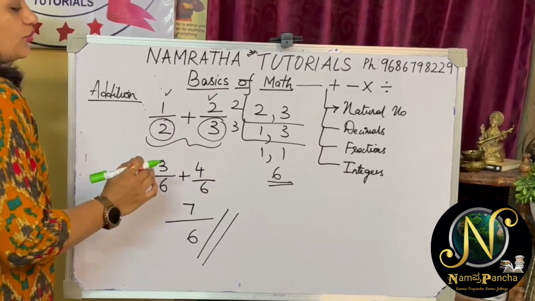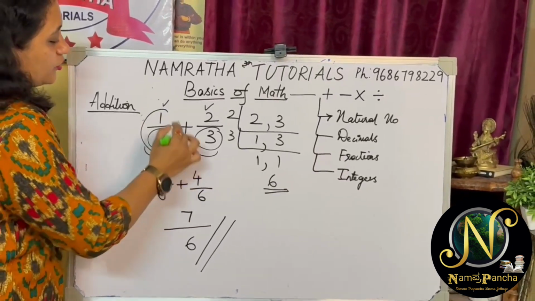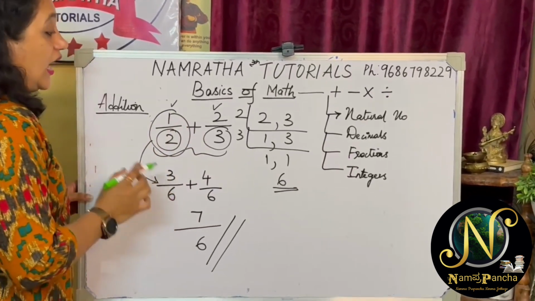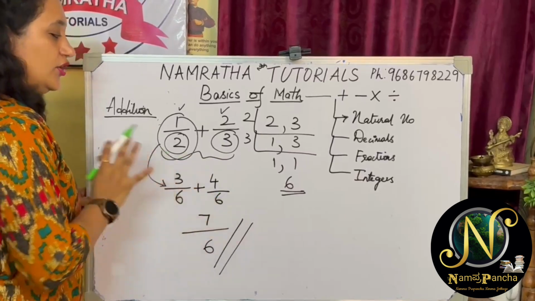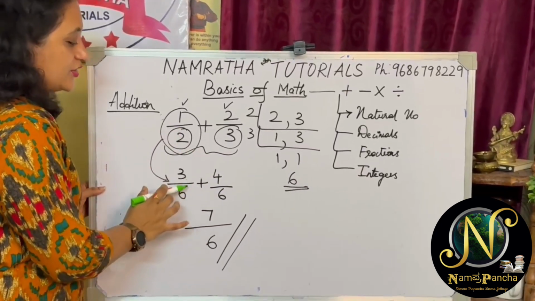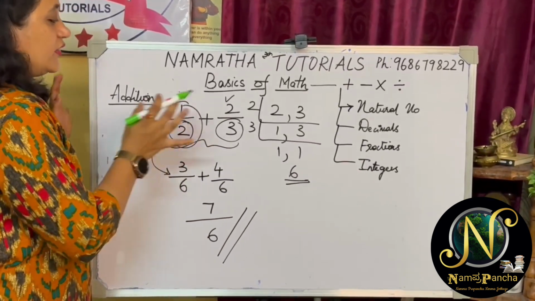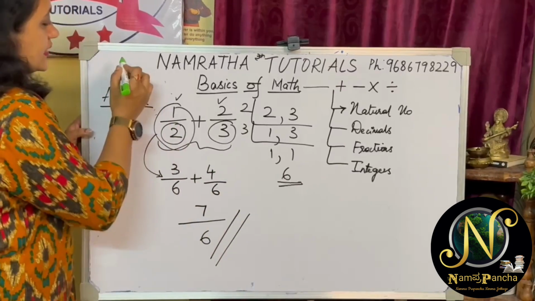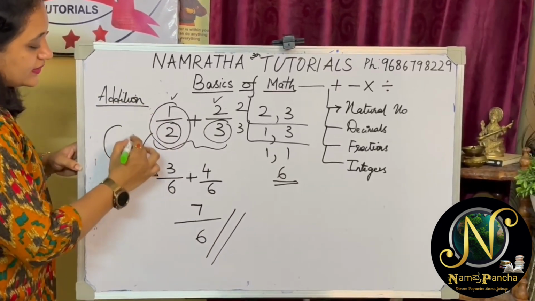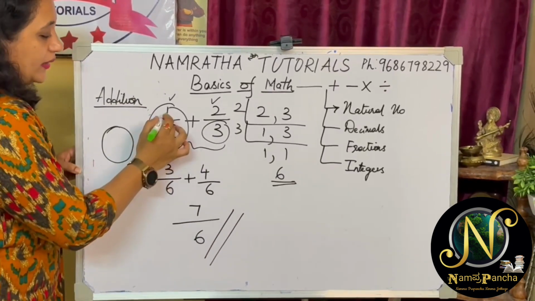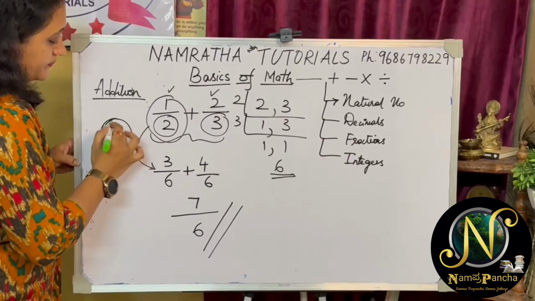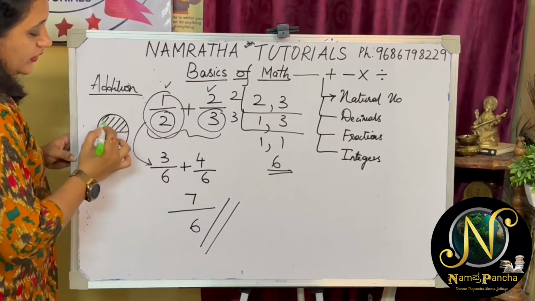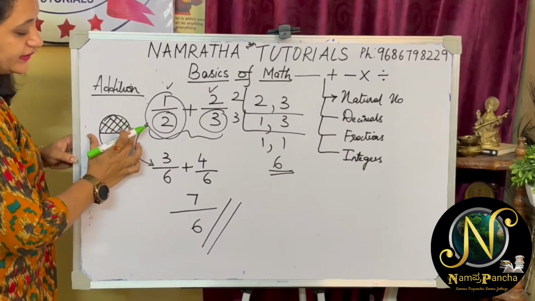And one more doubt you all may get. 1 by 2 we have written as 3 by 6. Are we changing the fraction? No, we are not changing the fraction, but we are changing the format of that fraction. For example, this circle is considered as 1. One part of two parts means this. So 1/4 is mentioned like this.